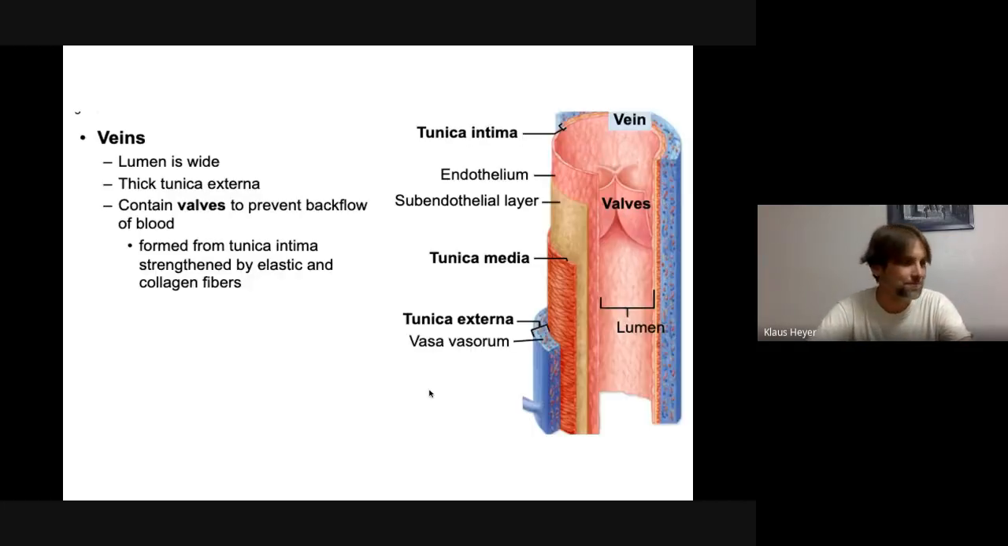Okay, so we talked about how pressure goes down. There's a big difference between arteries and veins. By the time it gets to the vein, it goes down. Well, we have a problem because the pressure is lower, but in our legs, it's got to move up against gravity. So not only is the pressure a lot lower, it has to go up.